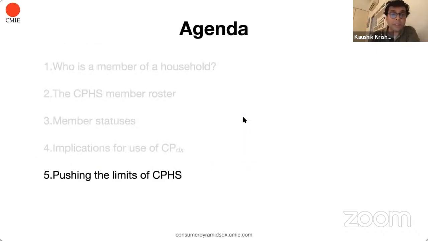Okay, so those are some of the implications of the way in which we document and keep the member roster for you as researchers when you're using the data. Now, the last thing I want to talk about before going to Q&A is on pushing the limits of CPHS. We've told you about the implications of the member roster for research using CPHS, but we are finding increasingly, and we're very happy to note, that users are really pushing the limits of the survey and of the data. And so when you do that, we'd like to do as much as we can to support you while being the producers of that data.